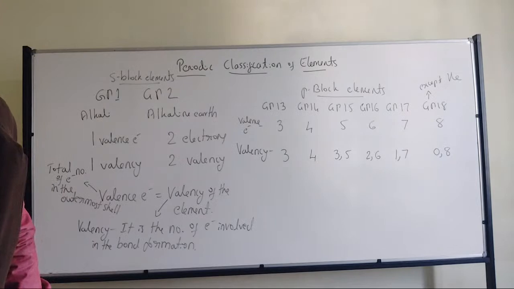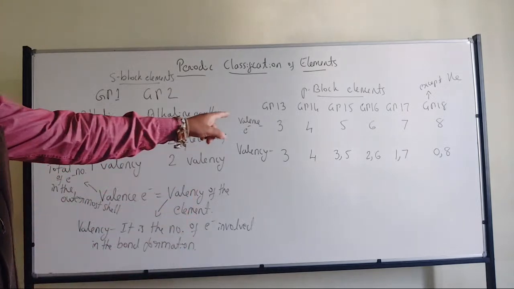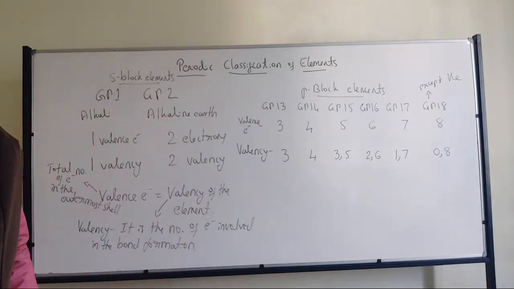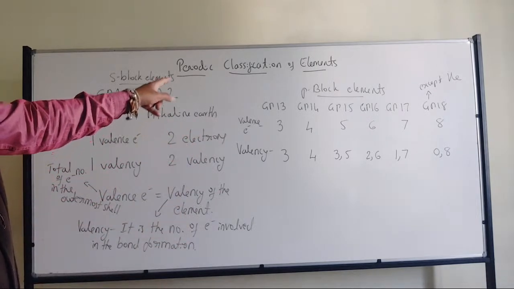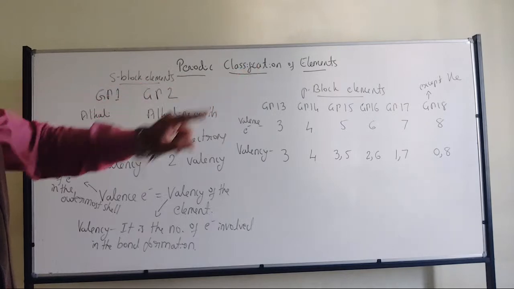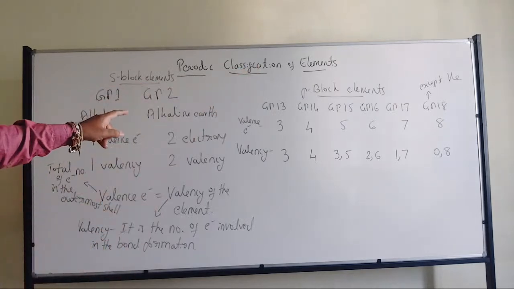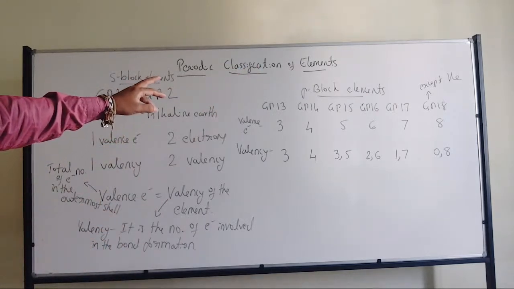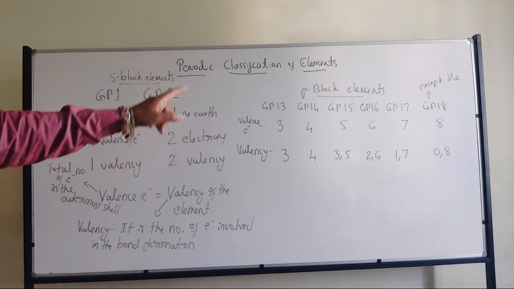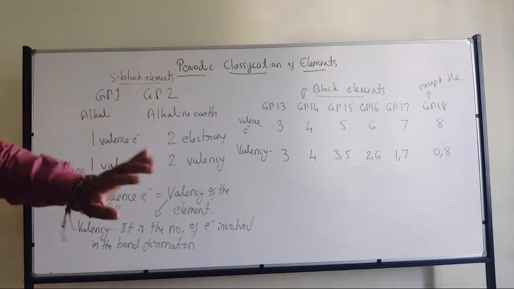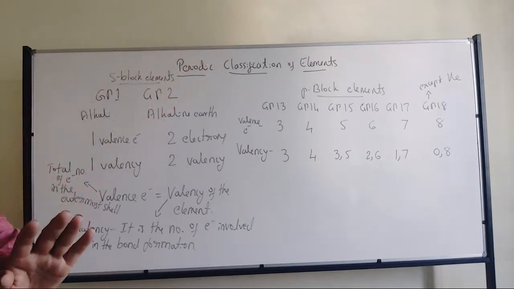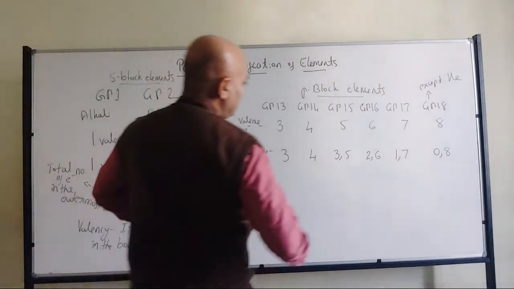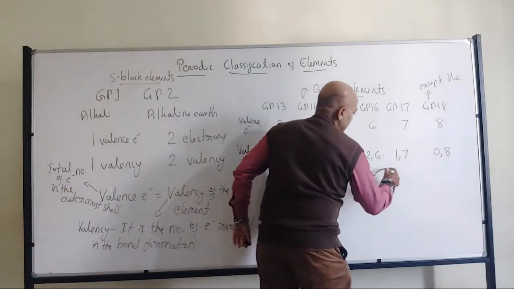All of you can see? Now valence is getting changed. Valence electrons: 3, 4, 5, 6, 7, 8. But when it comes to valency, groups 13 and 14 are the same. But from group 15 onwards up to 17, groups 15, 16, 17, there is a variation. Right? So there is a variation.